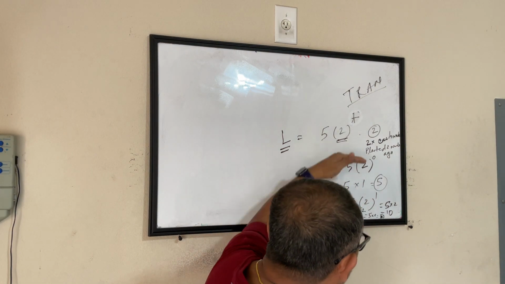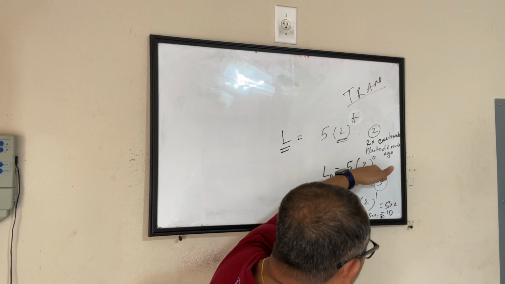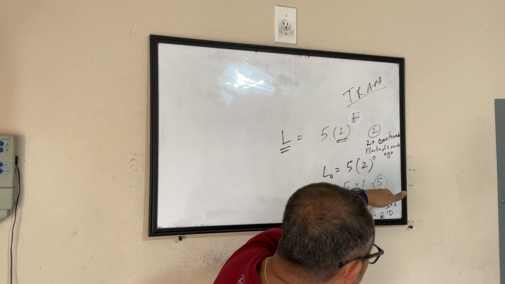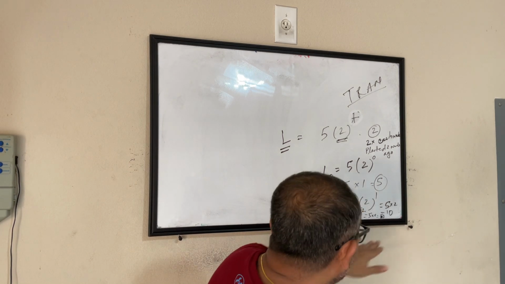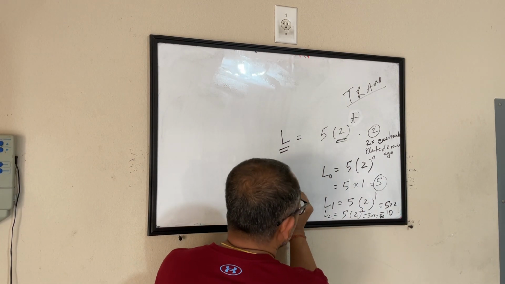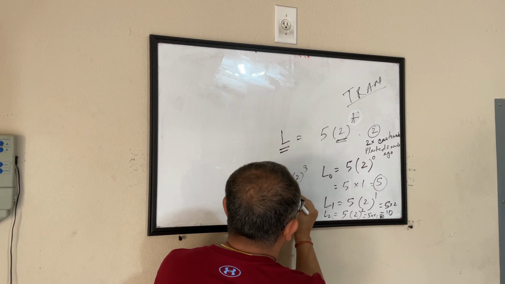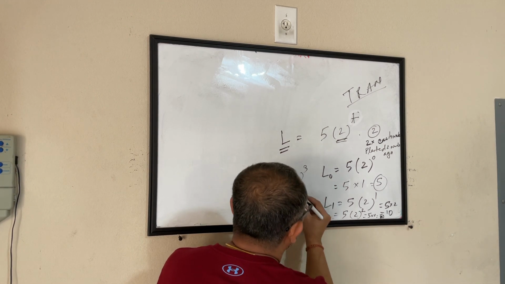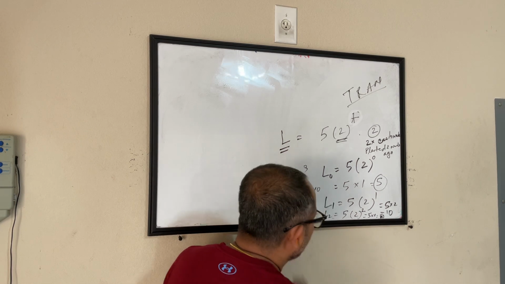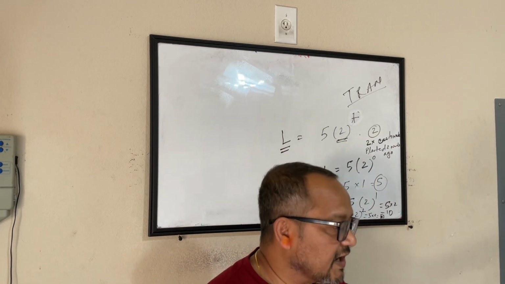So before it was planted, it had 5 leaves. After 1 week, it had 10 leaves. After 2 weeks, it had 20 leaves. And when you go to the 3rd week, you will see 5 into 2 to the power 3, which is 5 into 2 into 2 into 2, 8, which becomes 40. So now let's look at the options that we have here.